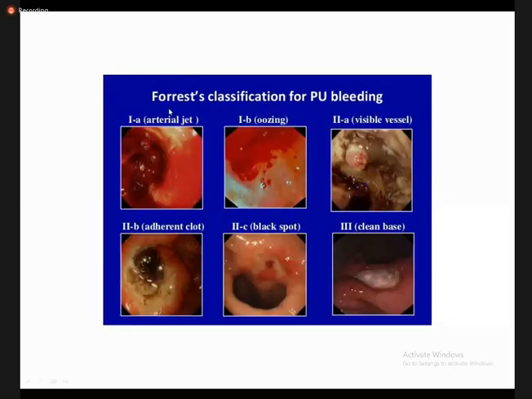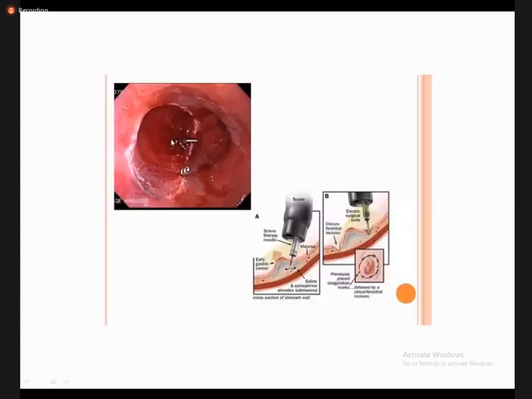So these are a few of the pictures we were discussing, like the vessel is visible, bleeding, oozing of the blood, jet of bleed, or the black spot over the blood indicating recent bleed, or clean based ulcers. You can see a white ulcer with no evidence of active bleed. This is injection therapy. From the endoscope, we take out the needle and inject the drug into the base of the ulcer to stop the bleeding.